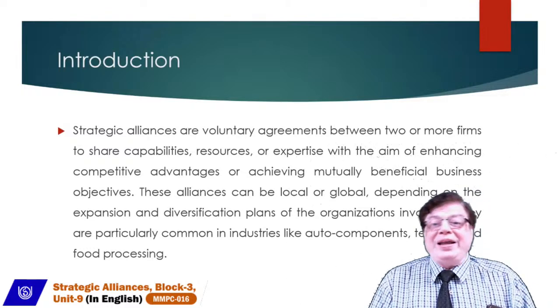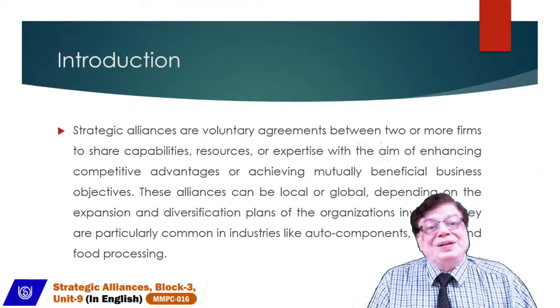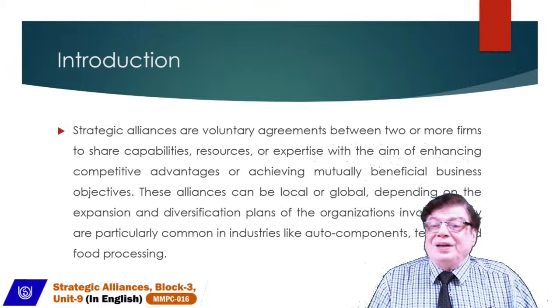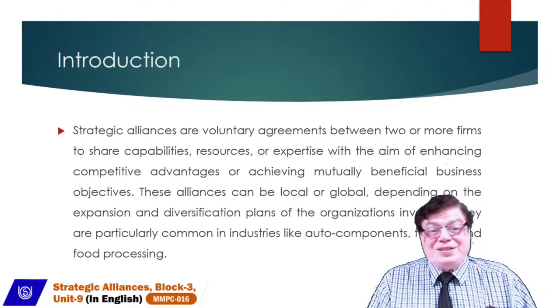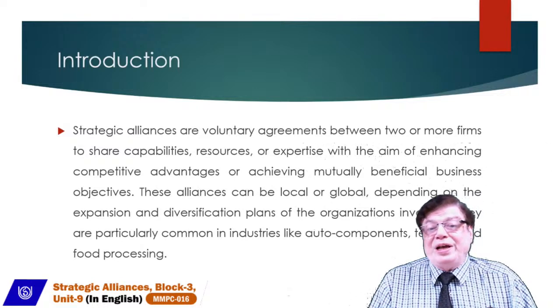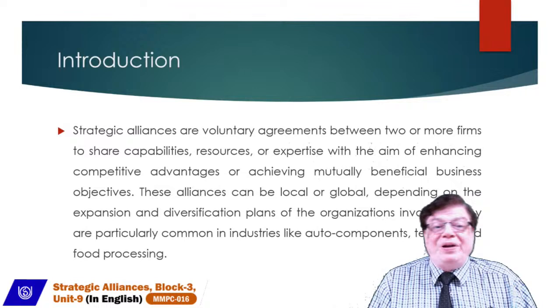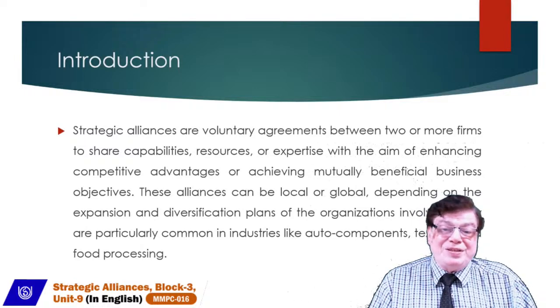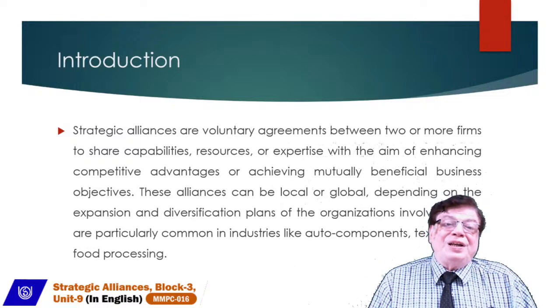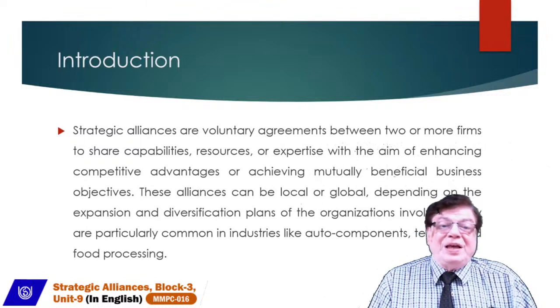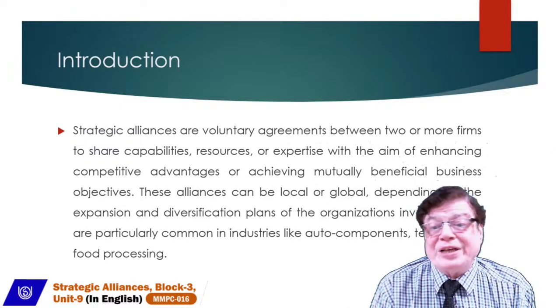So strategic alliances are voluntary agreements between two or more firms to share capabilities, resources, and expertise of each. And what is the aim? The aim of strategic alliances is competitive advantage, or achieving mutually beneficial business objectives. The objectives of both they will try to achieve. These alliances can be local, within the nation, or one party is in one country and another party is in another country, or global, depending on how you are going to expand and diversify, the plans of the organizations involved. They are particularly common in industries like auto components, textiles, and food processing.